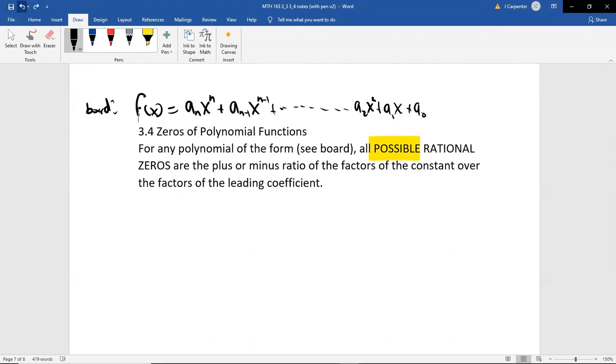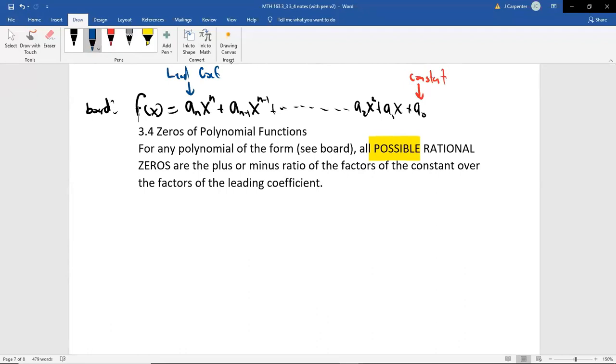So for all polynomials of this form, just an expanded polynomial in descending order, all possible rational zeros, all the numbers that you might have to test, you'll have to test some of them, maybe not all of them, are plus or minus the ratio of the factors of the constant. So our constant is back here, of course, over the factors of the leading coefficient. And there's our lead coefficient.